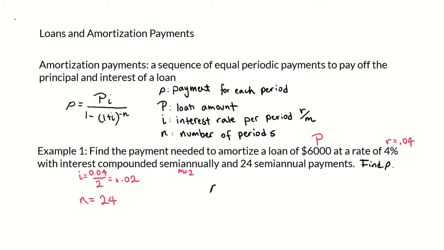So the payment P will be equal to the loan amount of 6,000 multiplied by i, which is 0.02, divided by 1 minus (1 plus i), so 1 plus 0.02, to the negative n power, so to the negative 24. And the payment amount per period is approximately $317.23.